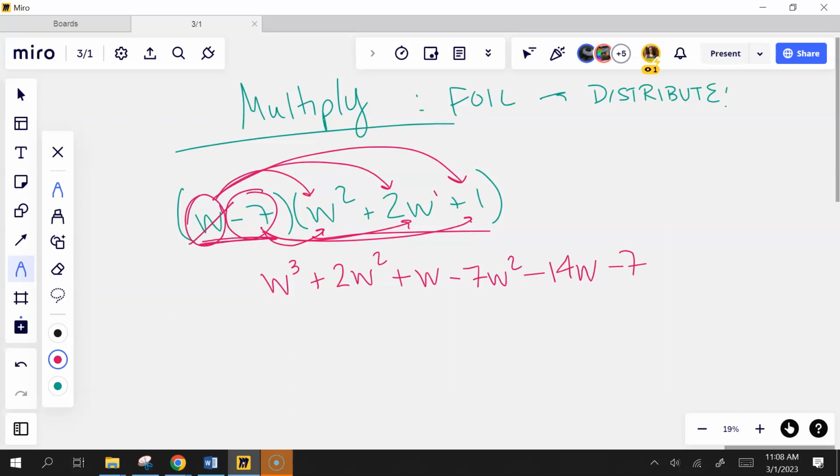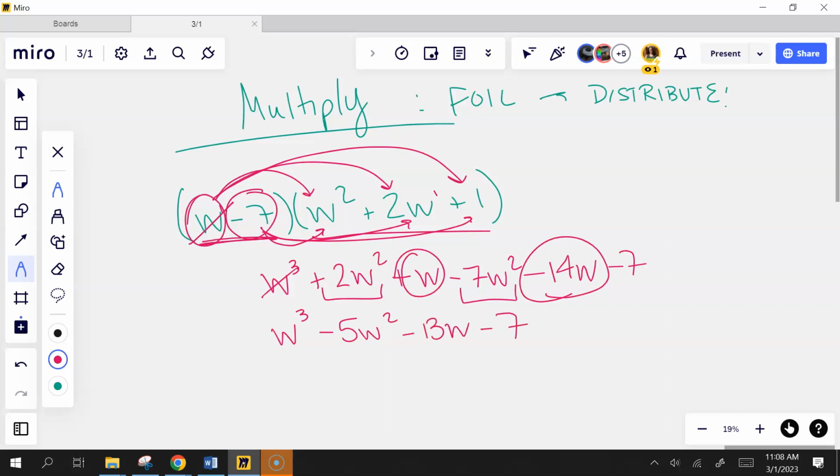Now I can combine my like terms together. So I have w to the third minus 5w squared minus 13w minus 7. It's a cubic polynomial. That's exactly right. What's the leading coefficient? Constant. Degree.